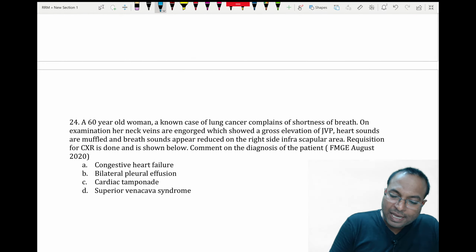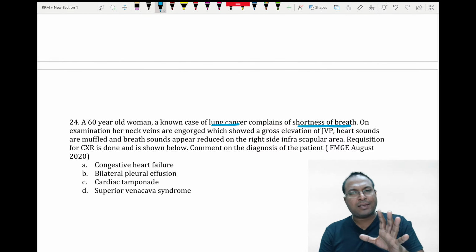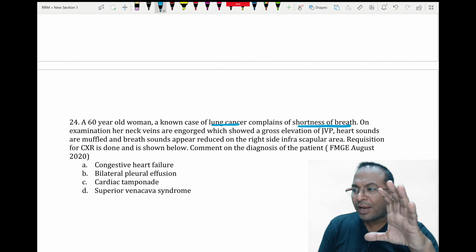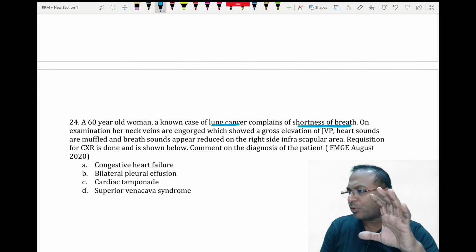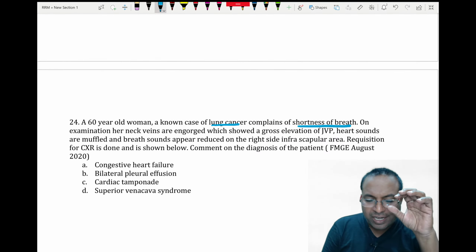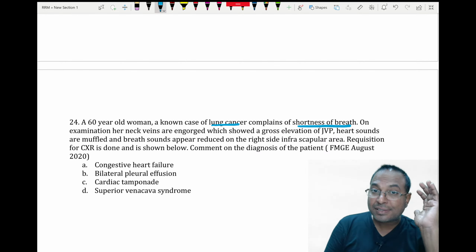60-year-old woman, known case of lung cancer, complaints of shortness of breath. So please understand, when you are reading bigger questions, don't get tensed up. It will be a simple question. You should not get stressed. Just read it very gradually, slowly, understanding the question.